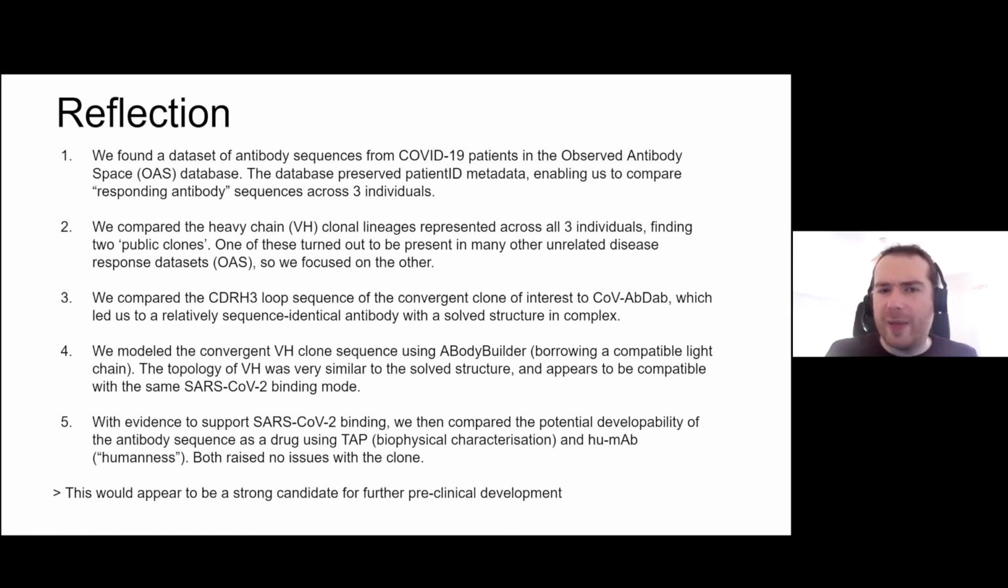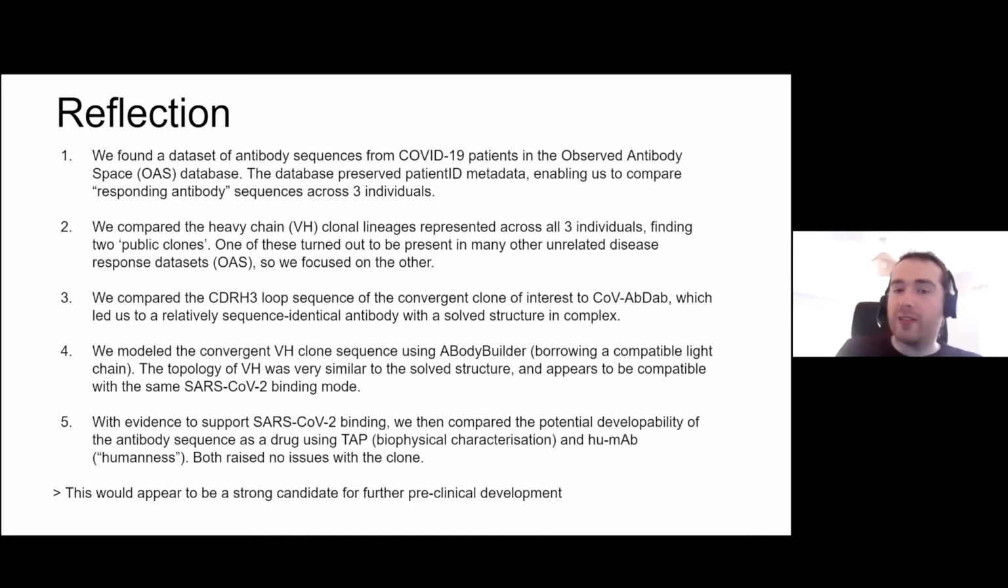Starting with our OAS database, we found a data set of antibody sequences from COVID-19 patients, and the patient metadata preserved in the database enabled us to compare the sequences raised across the 3 individuals. And so what we did in this workshop is we compared the heavy chain clonal lineages across all 3 individuals, finding 2 public clones, that is sequences that are raised in all 3 individuals. So they're sort of evolutionarily converged upon.